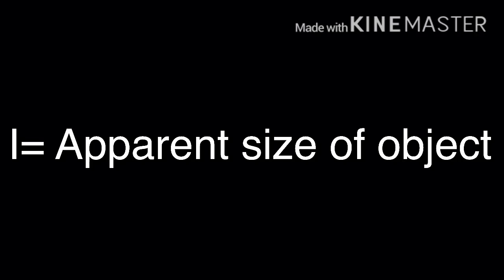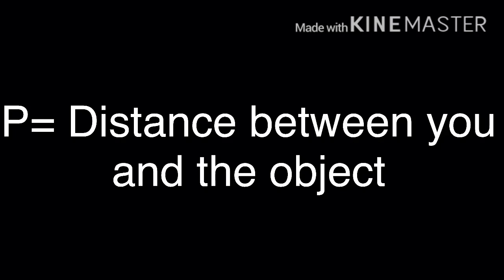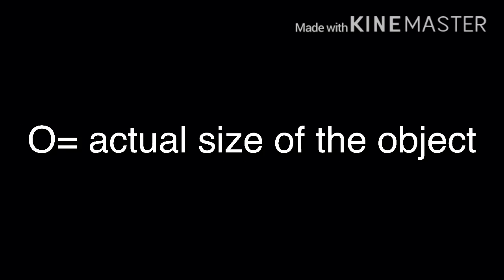So, let's get into the equation that we are going to be using. I equals Q divided by P, in parentheses, multiplied by O. Now, I'm going to have to explain what this means. I is what we are looking for: how big something looks far away. Q is the distance between your retina and the lens of your eye. P is how far away the object is. And O is how big the actual object is.